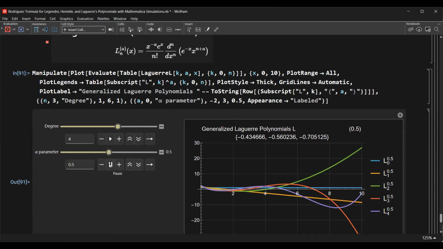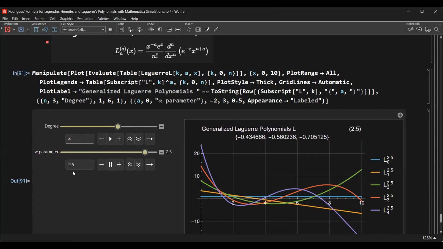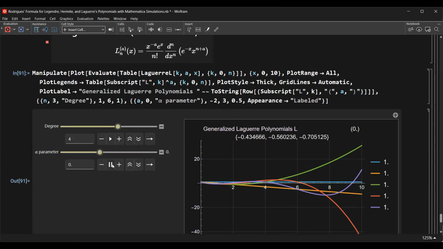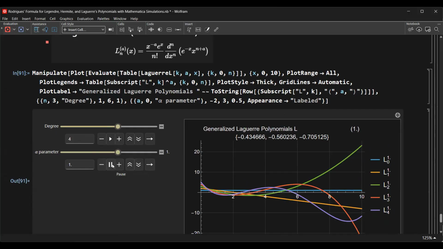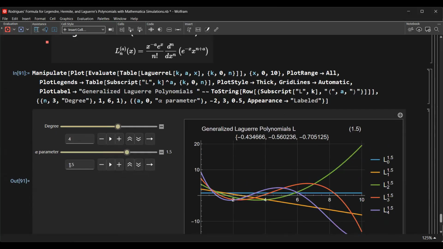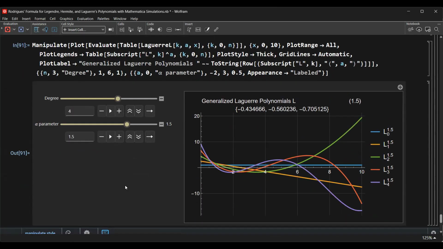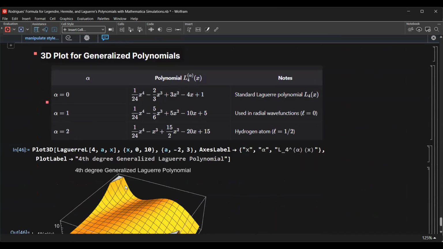For example, change the value of the parameter to 2. For example, parameter equals 1.5 here. So we have the degree equal to 4. The degree refers to the highest exponent of the polynomial. So we have the 3D plot here. We have a parameter equal to 0 here. So this is for the fourth degree. x to the fourth is the fourth degree.